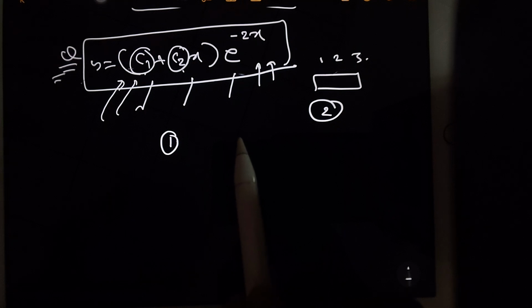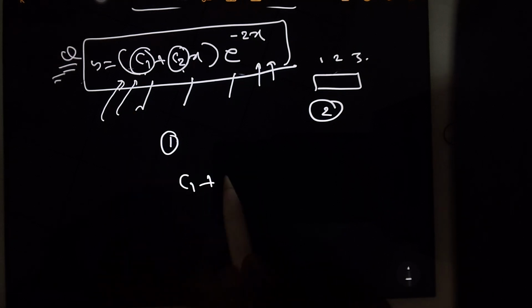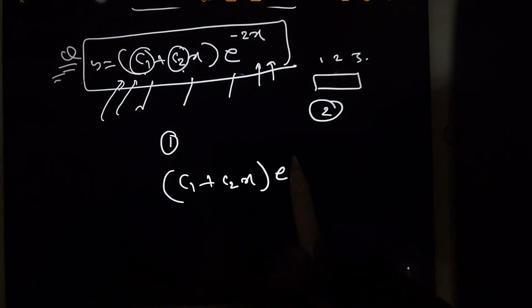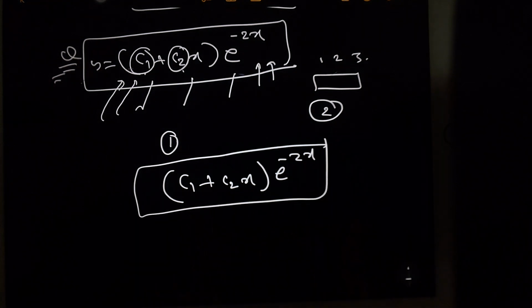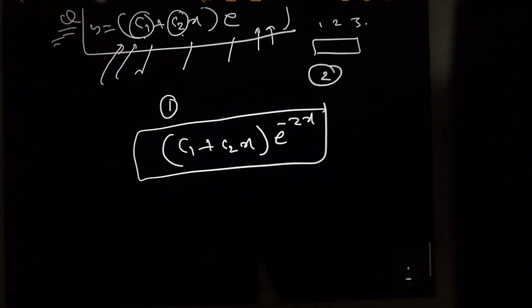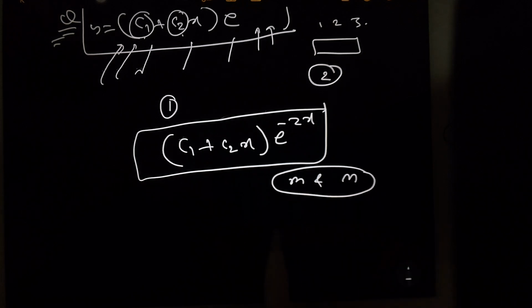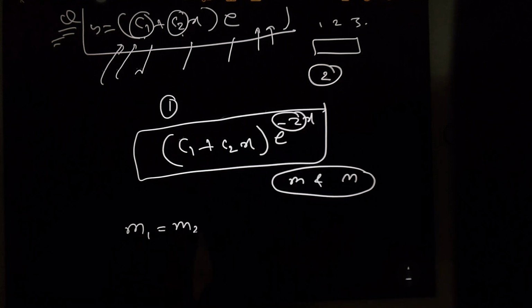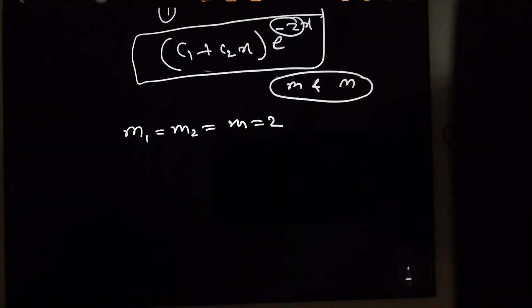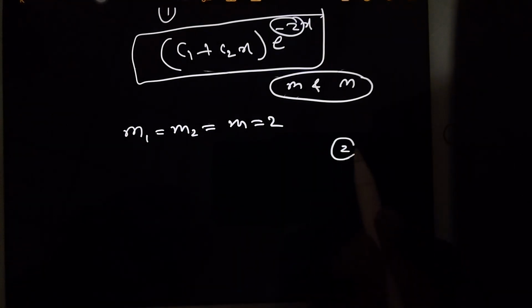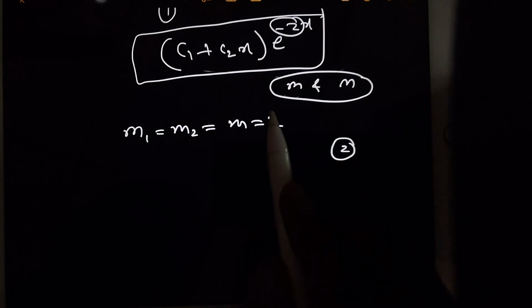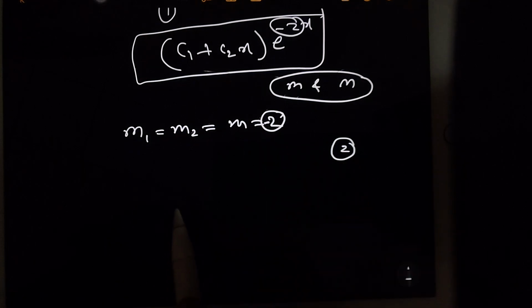And remember, it is written as (c1 plus c2x) e power minus 2x. This format gives you one more hint. What is the hint? Both the roots m1 and m2 are the same. So where is the root written? Minus 2. It means root m1 is equal to m2 is equal to m, and that is minus 2. Now you understood two things: the order of the differential equation is 2 and both the roots are minus 2.